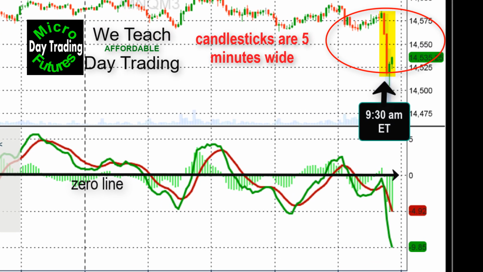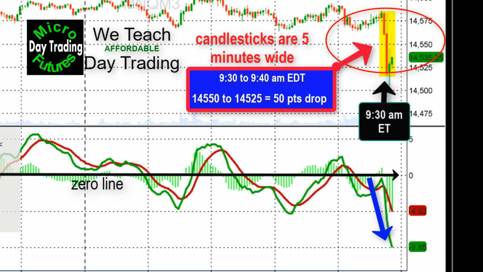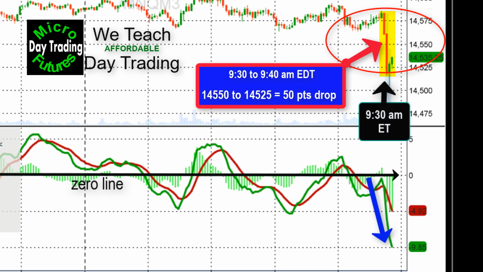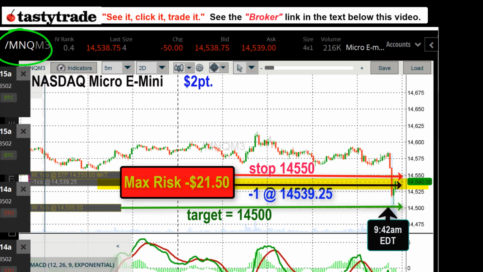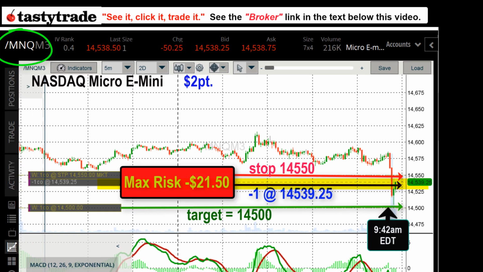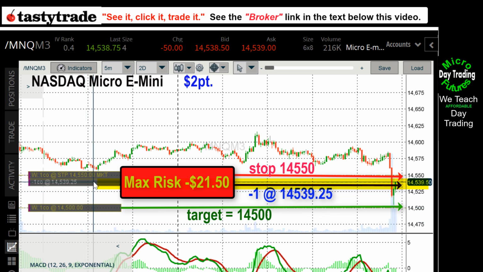As you can see, at 9:30 as the market opened, those first two red candlesticks, for the first 10 minutes, the MNQ drops down 50 points. That's quite a lot. That blue arrow in the MACD is really negative, so at 9:42, 12 minutes after the market opens, I decide to short one contract of the MNQ. Here's why I decided to do this trade at this particular time. I felt the downtrend was strong enough that I would risk $21.50 that trend's going to continue. That's the game on this trade.